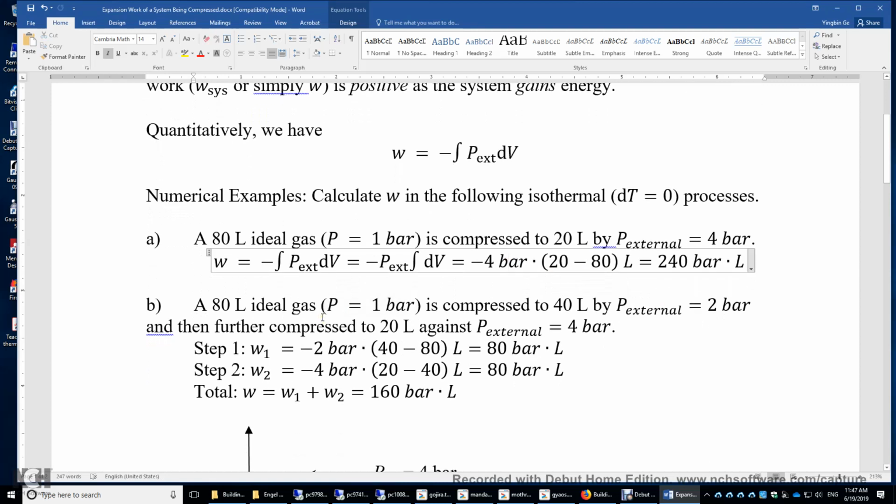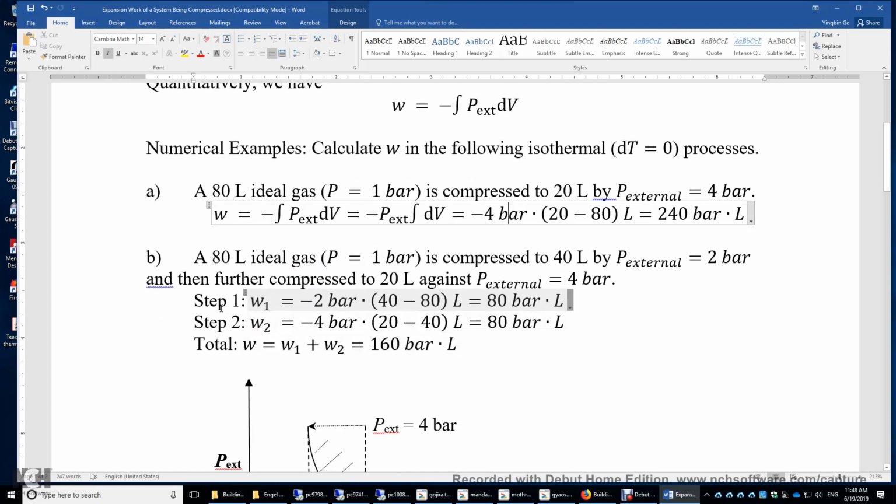Now let's look at a two-step process. Let's say we still have an ideal gas with an initial volume of 80 liters and initial pressure of 1 bar. Now it's compressed to 40 liters by an external pressure of 2 bar first, and then further compressed to 20 liters against another external pressure of 4 bars. So if you look at examples A and B, they share the same initial condition, 80 liters, 1 bar, and they share the same final condition, 20 liters and 4 bars. But in example B, we have to look at the two steps separately.